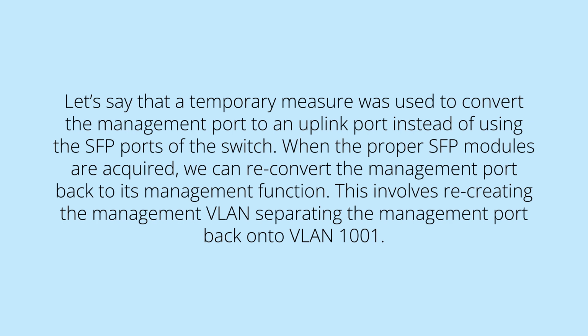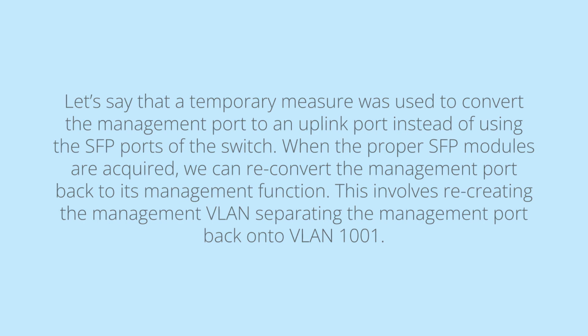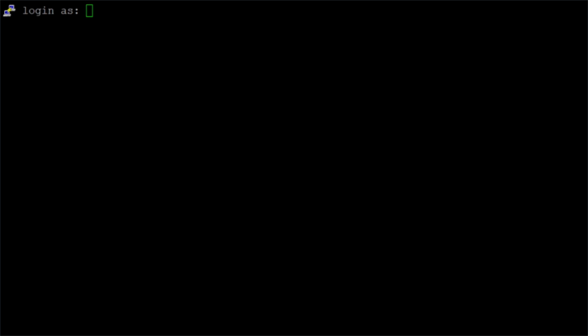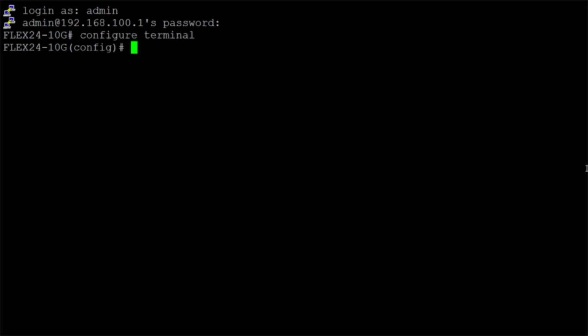This involves recreating the management VLAN, separating the management port back onto VLAN 1001. In order to do this, we will first connect to the command line interface and use the configure terminal command in order to access global configuration mode. We will then enter VLAN 1001, which will automatically create VLAN 1001.